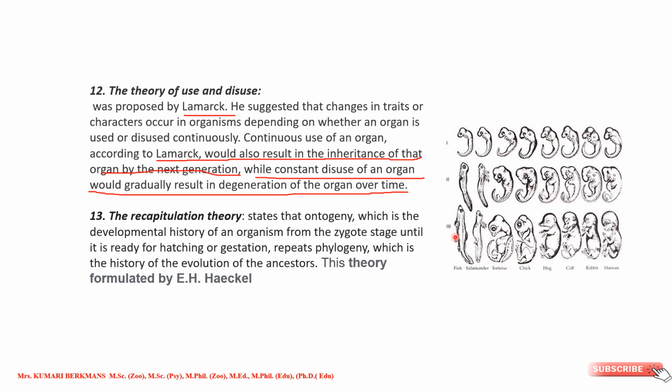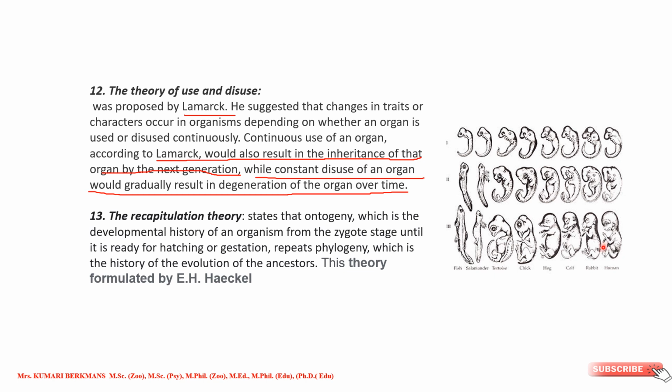Recapitulation theory, in the sense, see, this is a fish embryo, and slowly it forms a fish. This is a salamander, growth of salamander from the embryo. This is a tortoise, this is a chick, and this is hog, calf, rabbit, and human. You see this one, most probably almost the same, but there is a slight difference in the embryo. So this is called recapitulation theory.